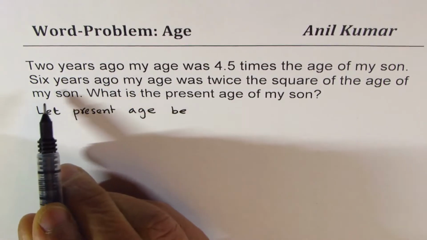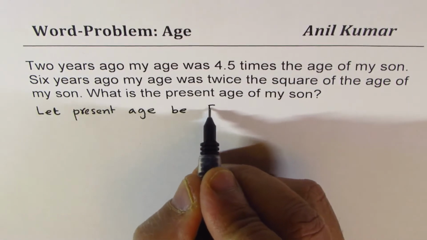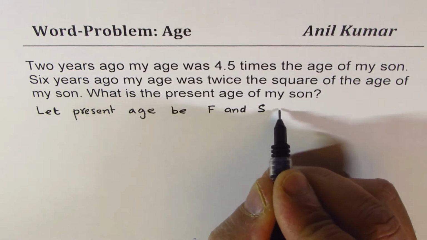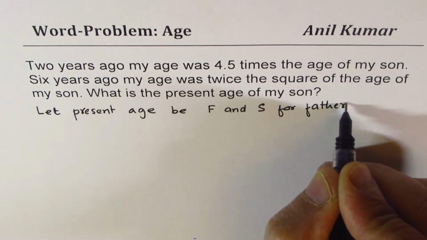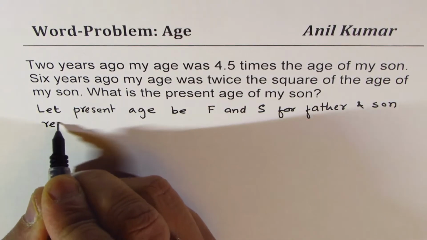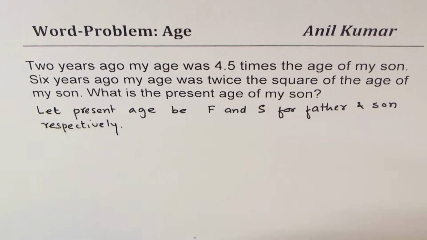So we're talking about two persons, father and son. So we say let present age be F and S for father and son respectively. Right. So once we have defined the variables, it becomes easy to form equations.